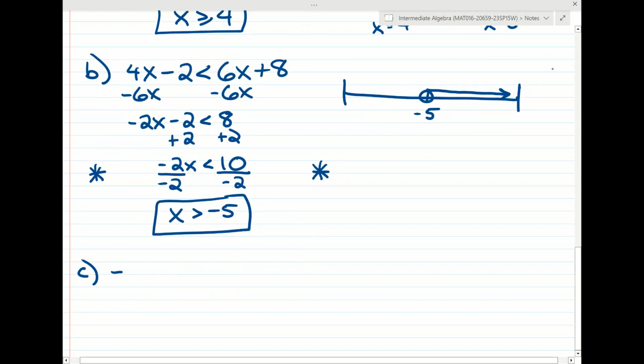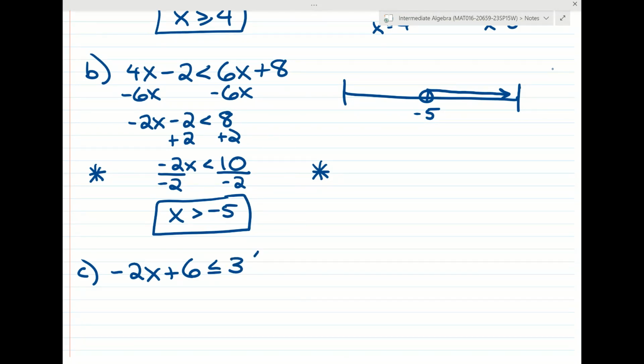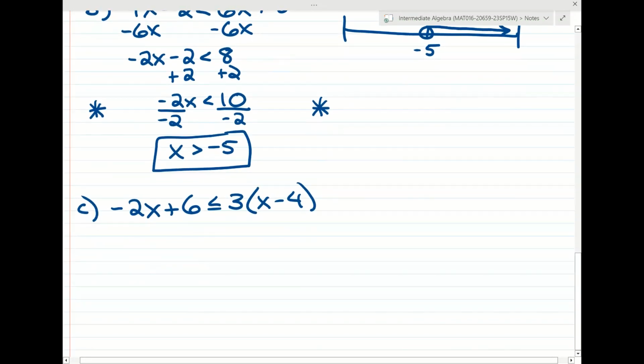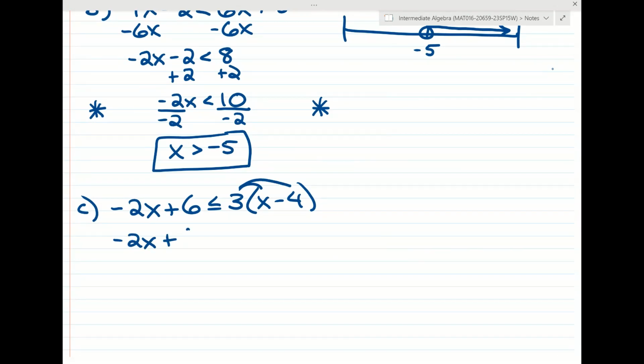And a couple more in this section. Let's say if we had negative 2x plus 6 is less than or equal to 3 times x minus 4. Just like with equations, we could distribute first. So we get negative 2x plus 6 is less than or equal to 3 times x and then 3 times negative 4. And then we want to get all the variables on the same side, so we could subtract the 3x on both sides.